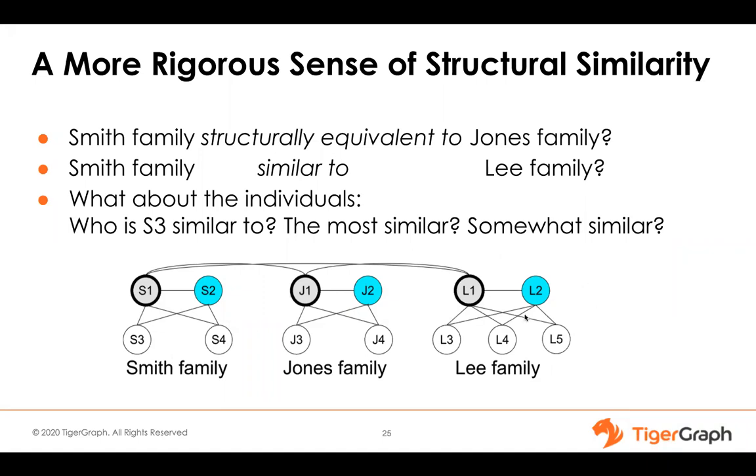And again, the Lee family, you see the same concept, but it's been stretched a bit. Now there are 3 children instead of just 2. So intuitively, you want to say they're similar, but not as similar as these 2.